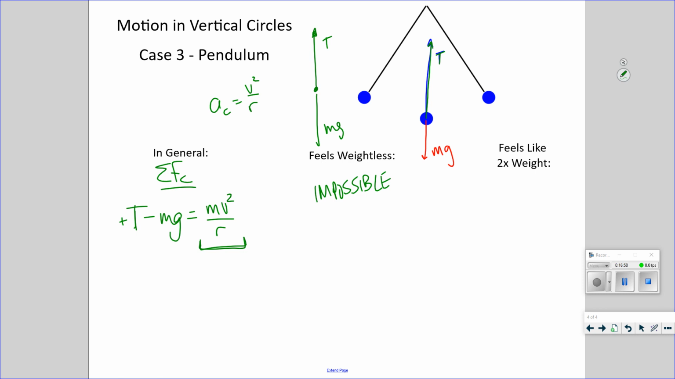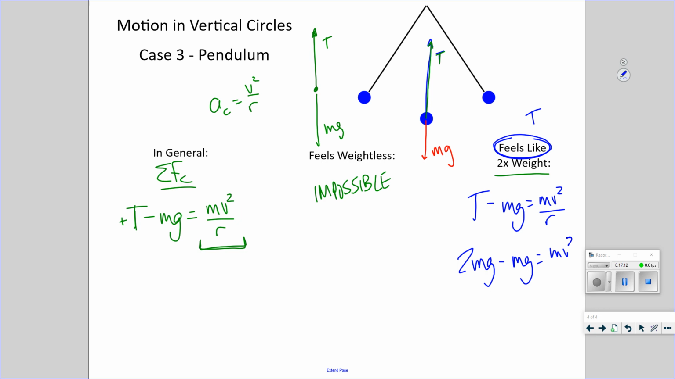So impossible to feel weightless, impossible to feel anything less than your weight, but it is possible to feel heavier than your weight. Right? In this case, what we feel like is not a normal force, but the tension force. So our T minus mg is mv squared over r can turn into 2 times your weight. Common factor of m. And this is g is v squared over r. Sure, solve for what you want to solve for.